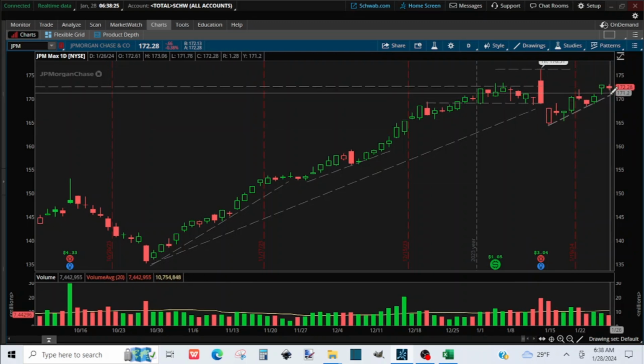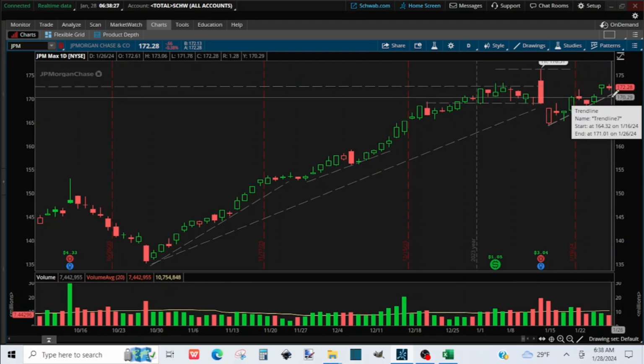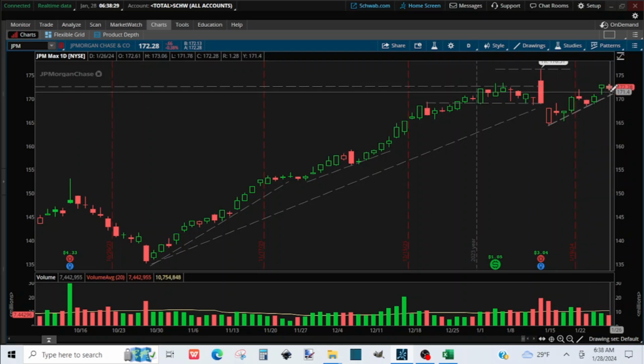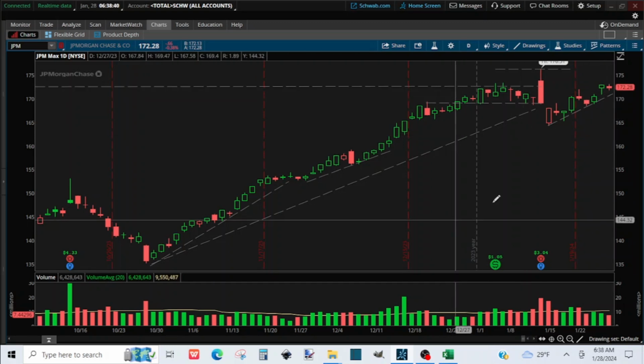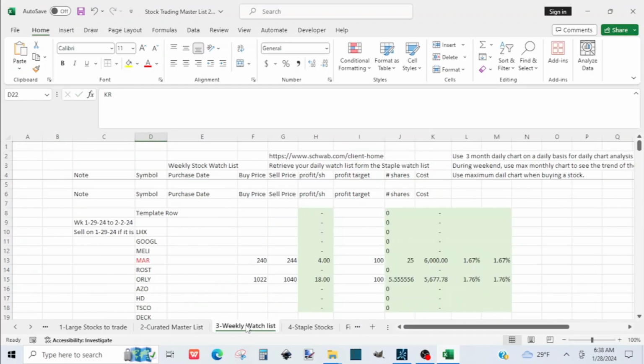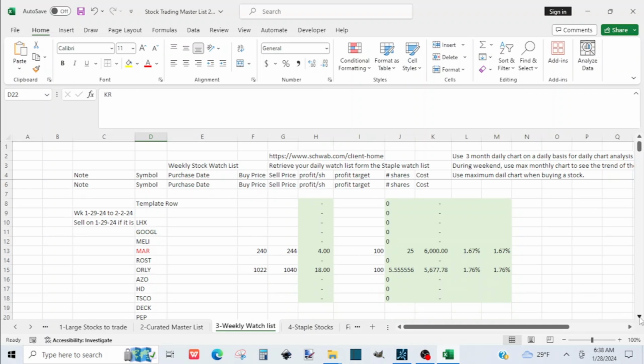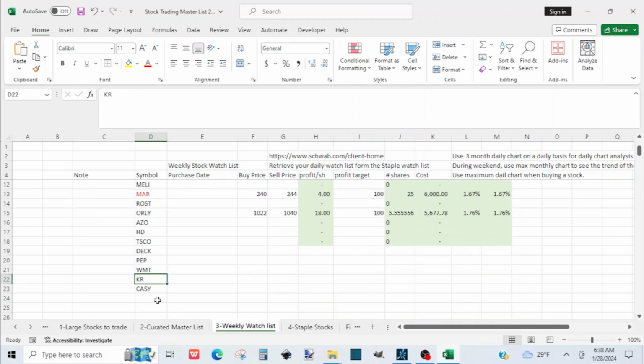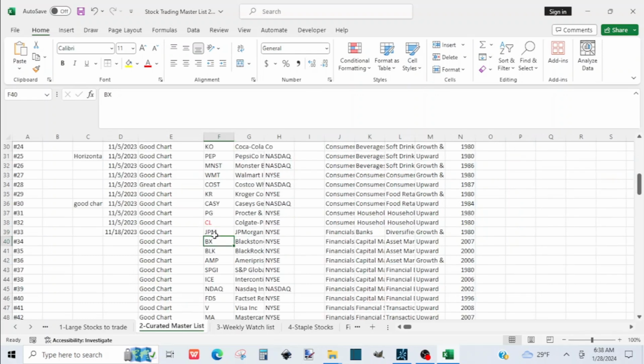Therefore, I'm going to put it on the watch list and keep an eye on it during the week to see how it's going to behave. So I'll go to the watch list and I will add it. The next one is BX.